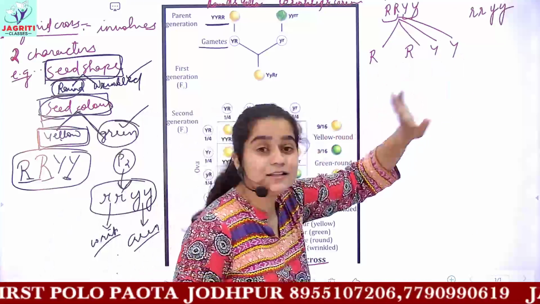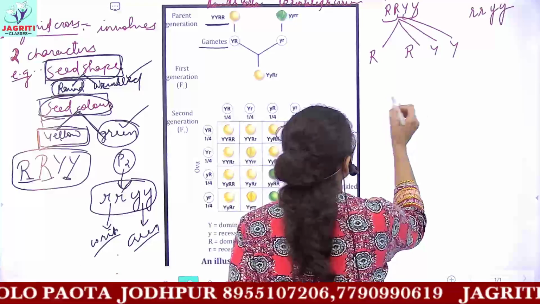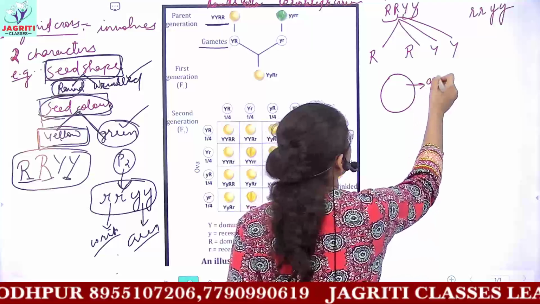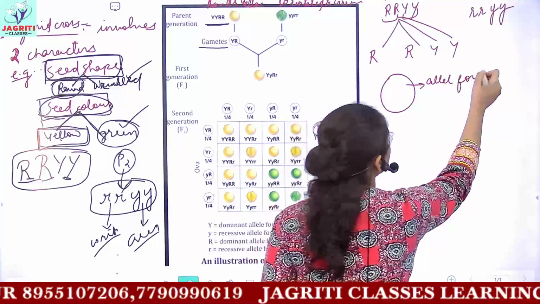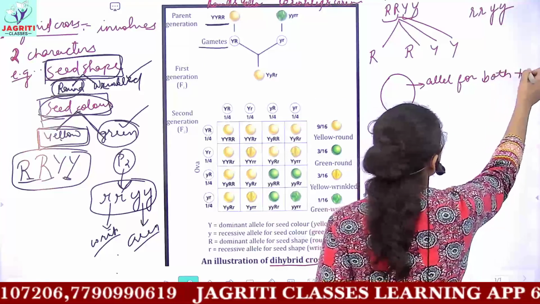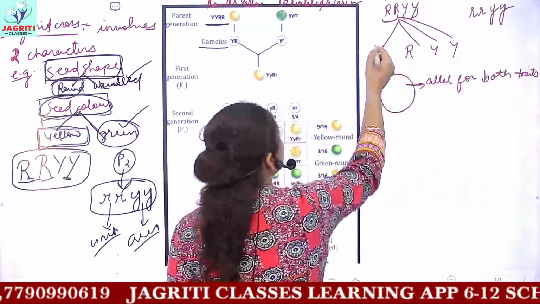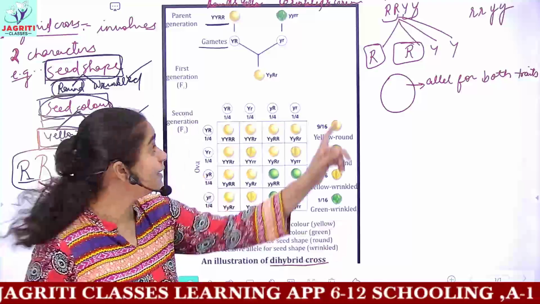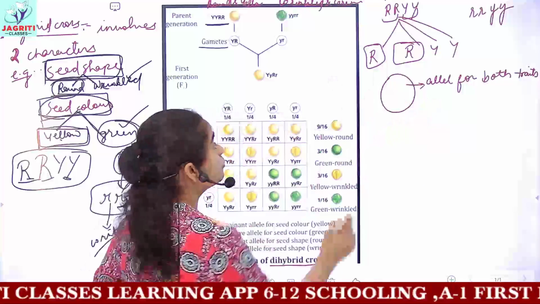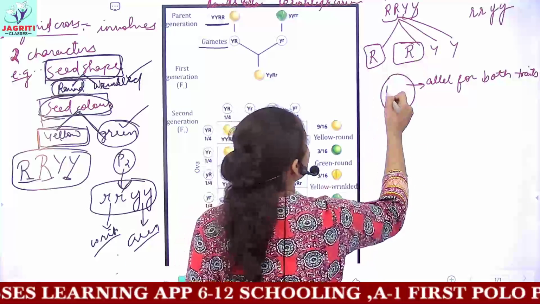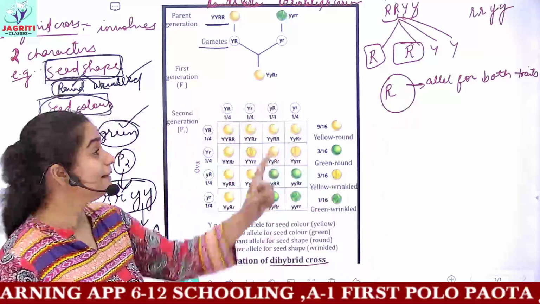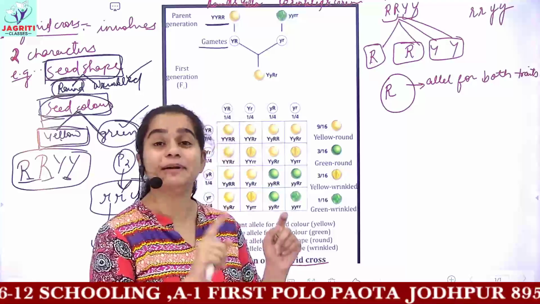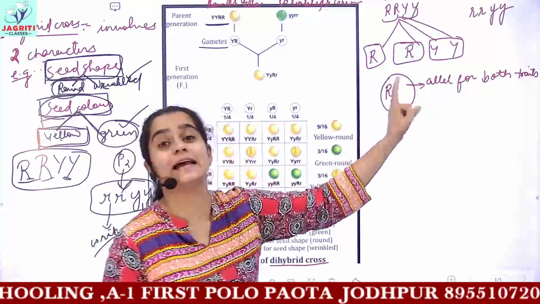And when all the alleles separate out, I said each gamete would contain an allele for both traits. So the first trait is seed shape. It is denoted by the allele capital R and capital R. So for seed shape, from capital R, a capital R will be written in the gamete, and then you have the next trait, seed color, that is capital Y, which signifies yellow color here.